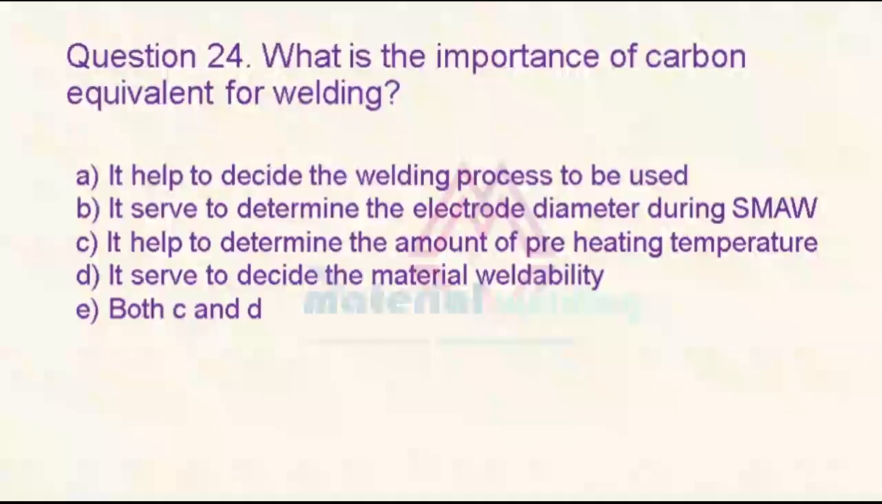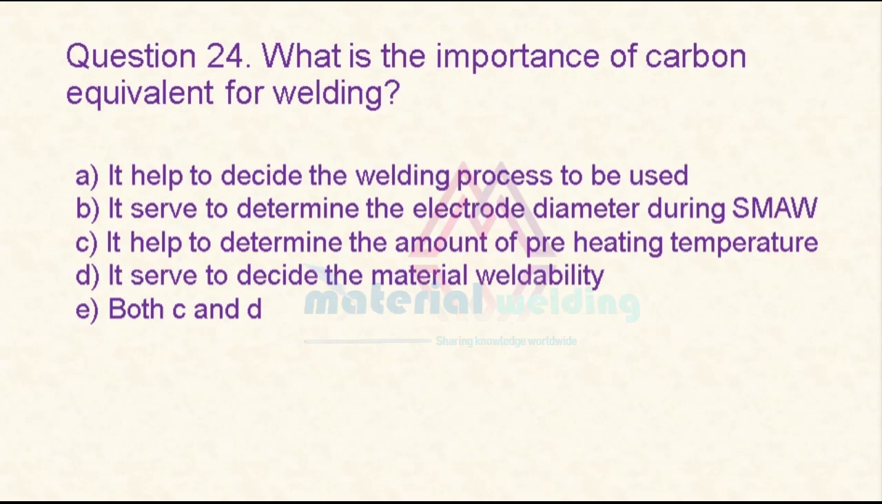Question 24. What is the importance of carbon equivalent for welding? A. It helps to decide the welding process to be used. B. It serves to determine the electrode diameter. C. It helps to determine the amount of preheating temperature. D. It serves to decide the material weldability. E. Both C and D.